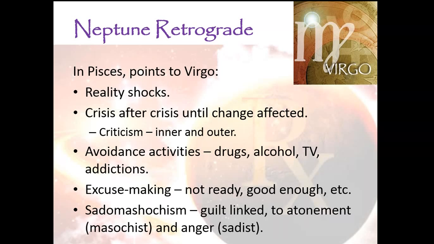And of course, we can have all the sadomasochism take place as well with the Virgo polarity if we're not making an effort to be aware of the shocks, the crises, the criticisms, if we're not making an effort to be aware of where we're just going through all our procrastinations.